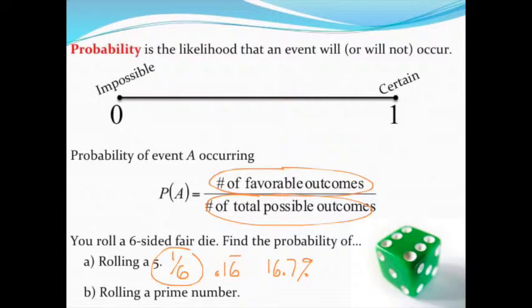Probability of rolling a prime number when I roll a six-sided die. Well, I need to figure out first how many prime numbers are there on a die. One's not considered prime, but 2, 3, and 5 are all prime. So there are 3 possible ways to roll a prime number out of 6 possible outcomes altogether for the six-sided die. I always simplify fractions, so the probability of rolling a prime number could be expressed as 1 out of 2, or 0.5, or 50%.